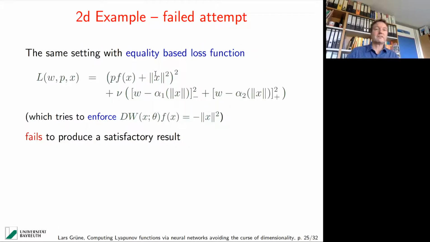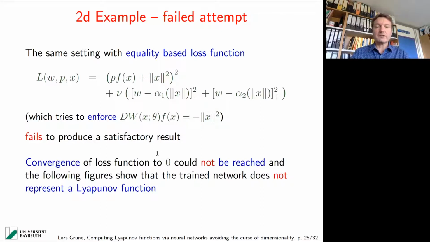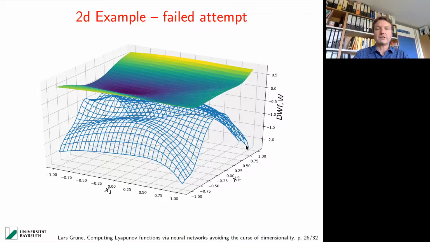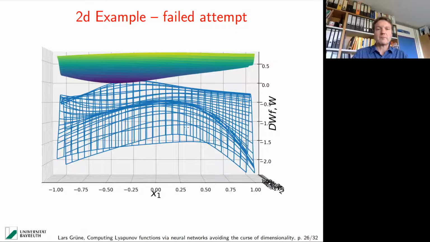And interesting here is that the same setting with the equality-based loss function, where we really try to enforce an orbital derivative which is equal to minus the norm of x squared, right, fails to produce a satisfactory result. So convergence of the loss function could not be reached, and what we get if we just truncate or stop the iteration is this one. From here it still looks kind of okay, but again, if I turn it, you see that there's something wrong. The minimum is not in the origin as it should be, but it's shifted to the left. And the orbital derivative is obviously positive in this area, and not negative as it should be, right? So it's not a Lyapunov function. So it's really important to give the algorithm the flexibility to solve the partial differential inequality instead of the equality.